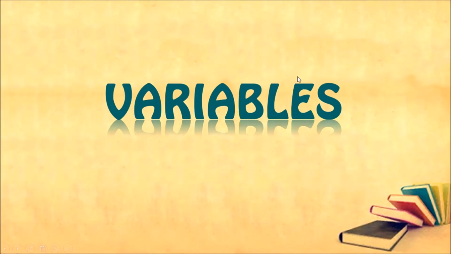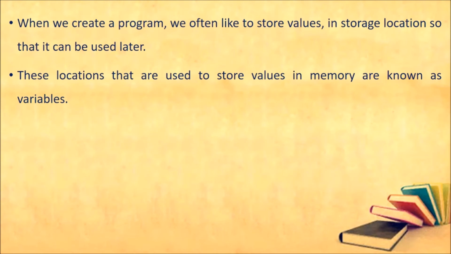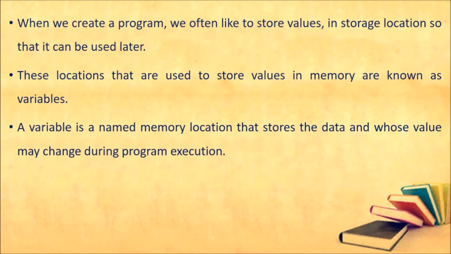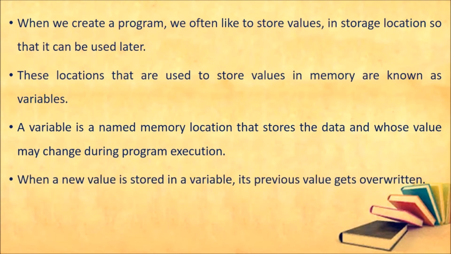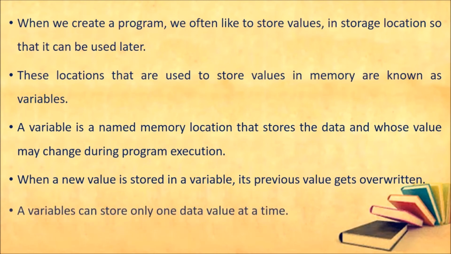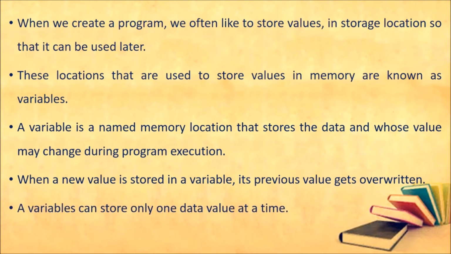So our next topic is variables, my children. When we create a program, we often like to store values in storage locations so that they can be used later. These locations that are used to store values in memory are known as variables. So what is a variable? A variable is a named memory location that stores data and whose value may change during program execution. When a new value is stored in a variable, its previous value gets overwritten. And a variable can store only one value at a time. Only one data value can be stored at one time.